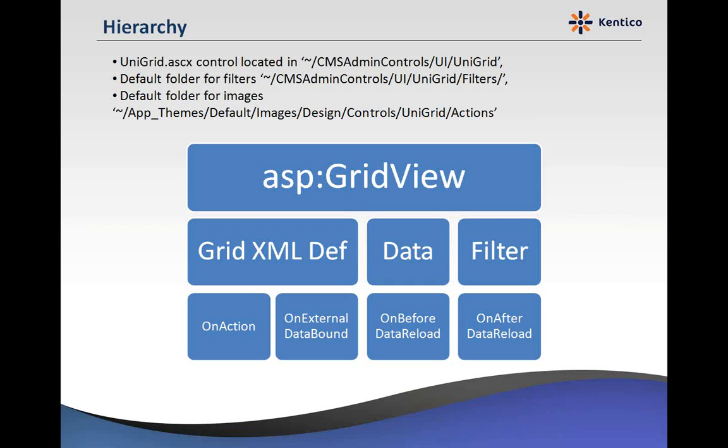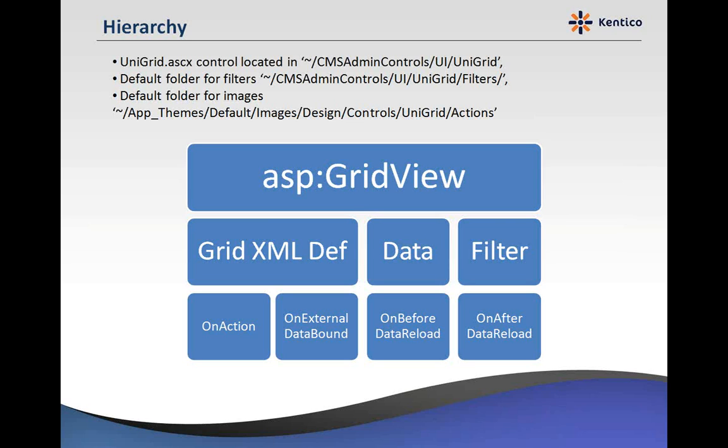On top of the GridView, there is the grid XML definition mentioned earlier. So the XML definition is a physical XML file. It's a configuration file for the UniGrid that basically defines the structure and behavior of certain parts of the UniGrid. The XML schema for the configuration file will be discussed in more detail on the next slides.